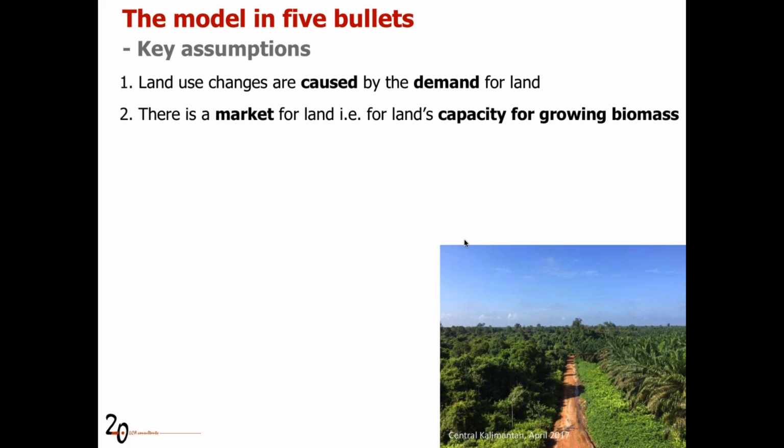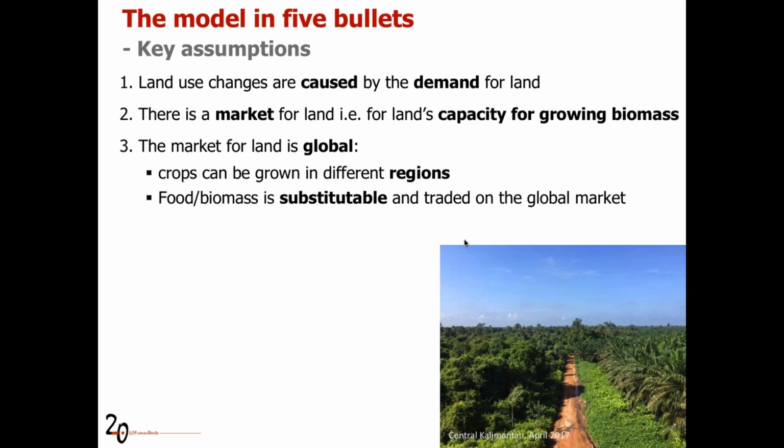Our second assumption is that there is a market for land. We define the function of this land as the land's capacity for growing biomass or crops. We also say that this market for land is global. So if I demand some land here where I am right now in Denmark, it actually may have global effects, as Michele already showed in the definition of indirect land use changes. So land is not something that can really be stuck to where you are actually occupying it, because you are affecting a market. And why is it a market? And why is this market global?